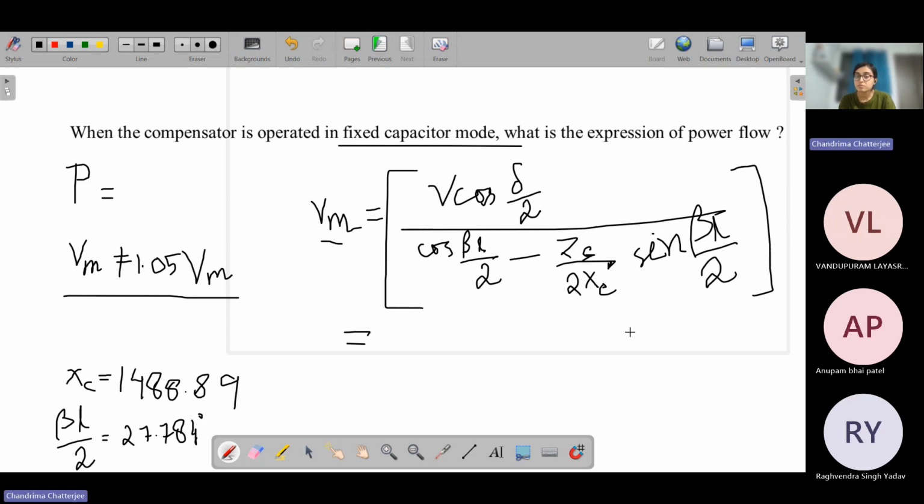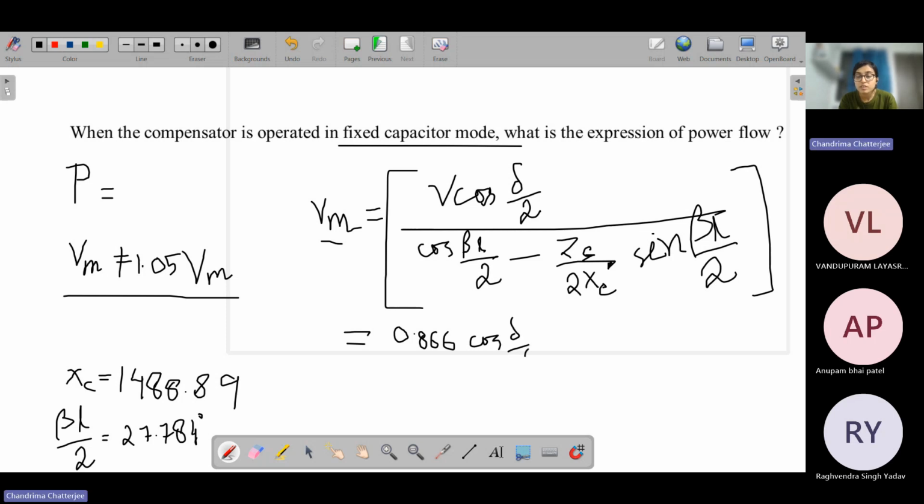If you get this expression, just tell me if you get this expression. 0.866 cos delta by 2, ma'am. Sorry, 866. 0.833 cos delta by 2.